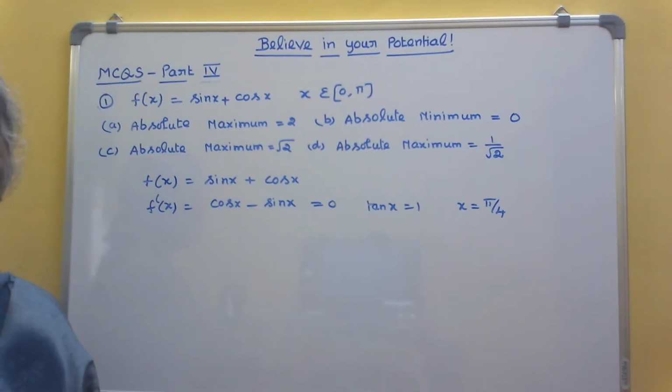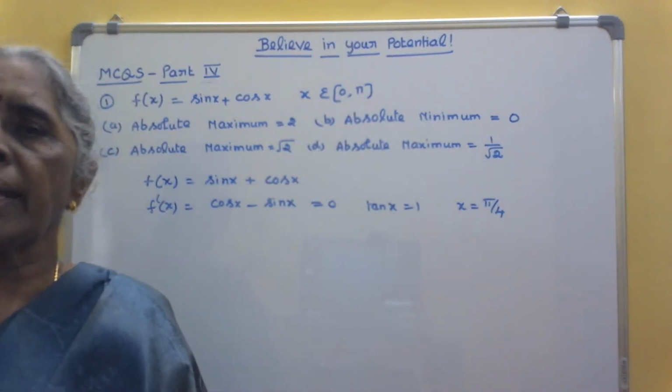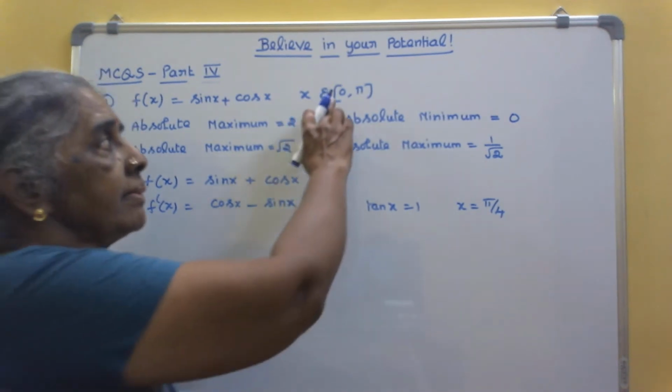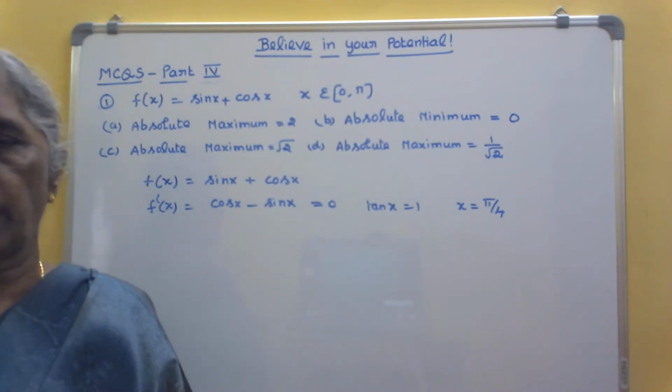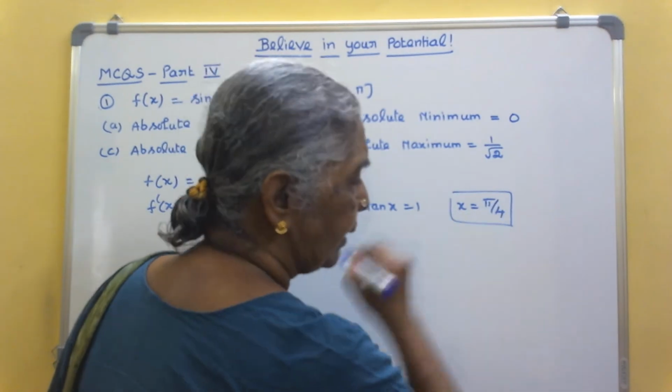You know, tan is positive in the first quadrant as well as the third quadrant. But here they have given 0 to pi, so I cannot take the third quadrant. So I am taking only one value. If it is 0 to 2 pi, you have to consider the third quadrant also, pi + pi/4. Okay. So here, this is the only critical point I am getting.